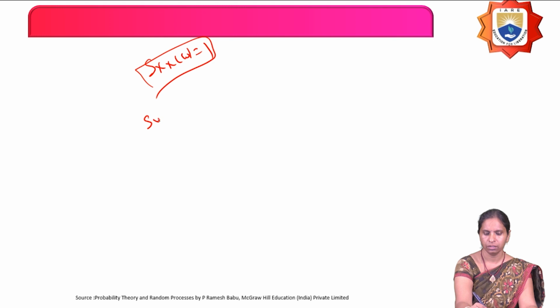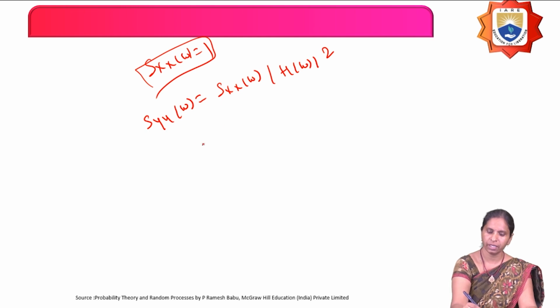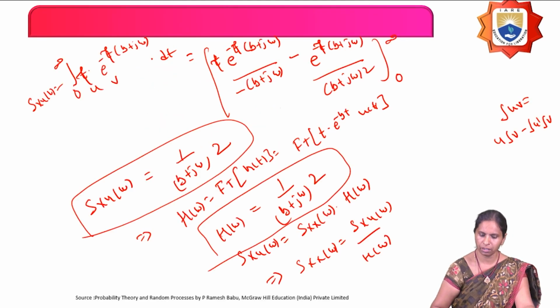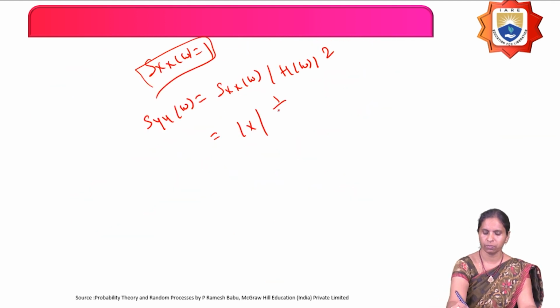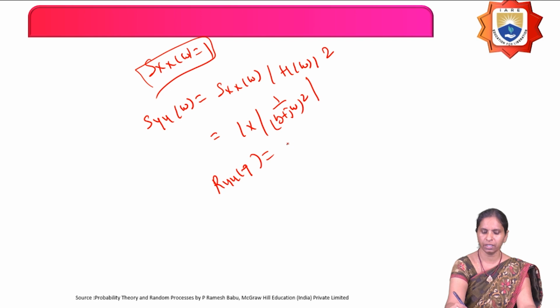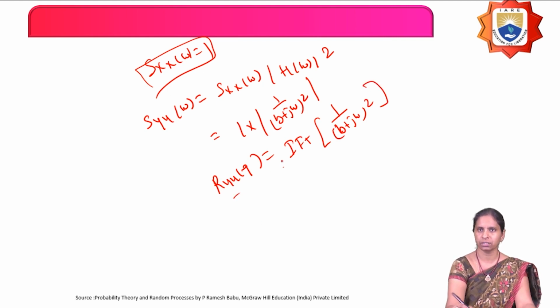Then what do you have to calculate? What is the PSD of the output? Syy of omega equals what? Sx of omega into mod of h of omega square. So therefore, you can obtain from this, what is Sx of omega? 1 into mod of h of j omega. So what is h of omega here? 1 by (b plus j omega) square. Now if you want the autocorrelation function, what do I have to do? I obtain the inverse Fourier transform of 1 by (b plus j omega) square. Then you will get the autocorrelation function of the output.